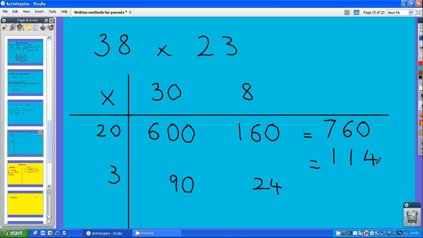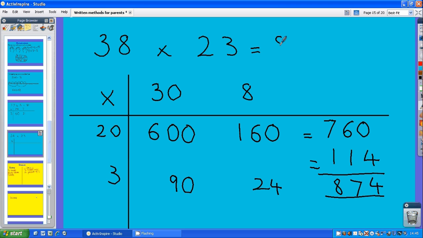Our last stage is to add 760 and 114. In the ones column we just have 4. In the tens we have a 6 and a 1. 60 add 10, which is 70. And then we have 700 add 100, which is 800. So the answer to our calculation, 38 times 23, is 874. The grid method can also be used with 3-digit numbers and with decimal numbers.